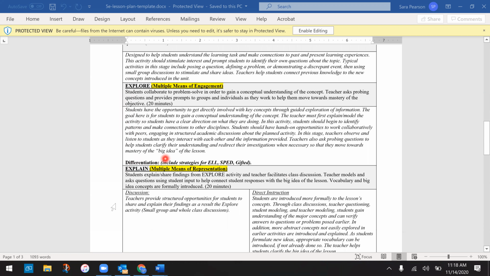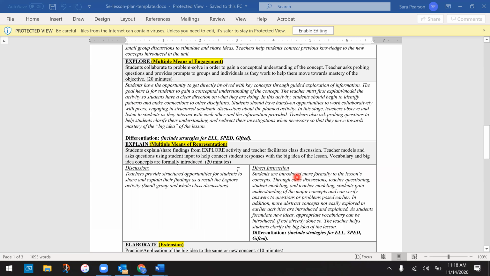Then in the explain phase, you have a discussion. You have students reveal their thinking. What did they come up with from the explore phase? They'll share their strategies, you'll talk about them, you'll compare and contrast them, and then you'll go into your opportunity to teach. This is where teaching happens in the 5E lesson plan, in the direct instruction area.